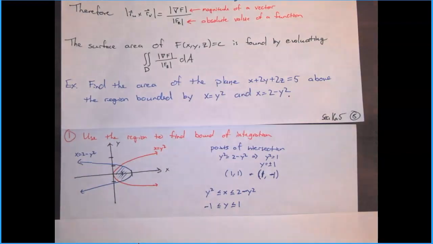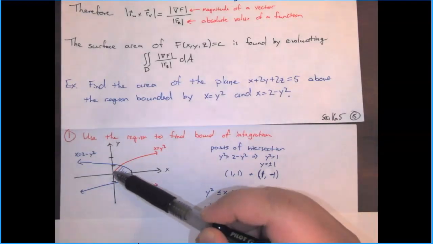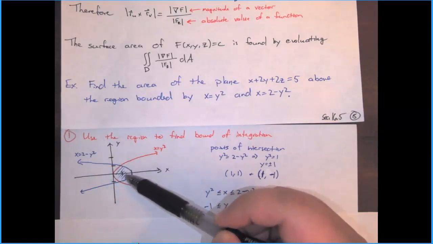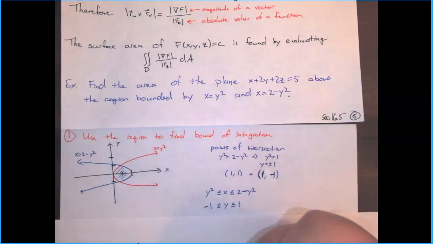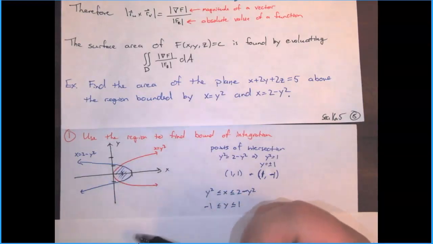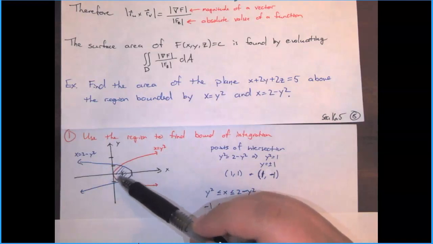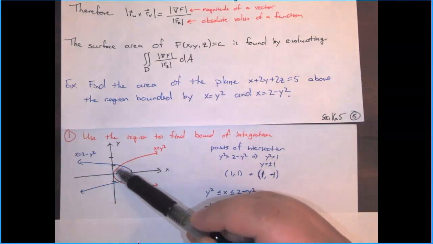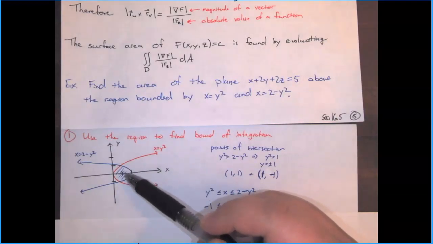And now I want to come up with bounds for this region. You need to decide: do I want to integrate with respect to y first, or with respect to x first? In this case, we do not want to integrate with respect to y first. Why is that? Because if you look here, y is bounded by this red parabola over here, but over here, y is bounded by this blue parabola. So if we integrate with respect to y first, we have to set up two separate integrals: one for this region, where it's bounded by the red parabola, top and bottom, and one for this region, where top and bottom is bounded by the blue parabola.